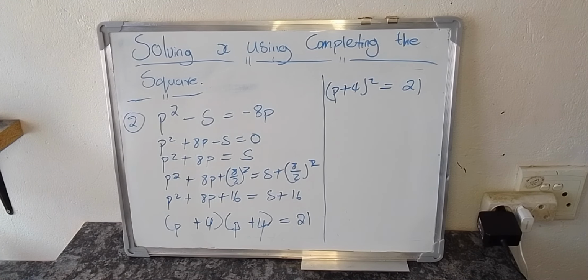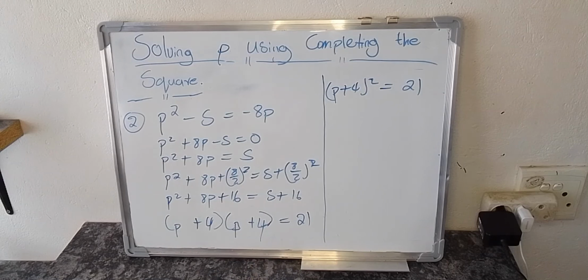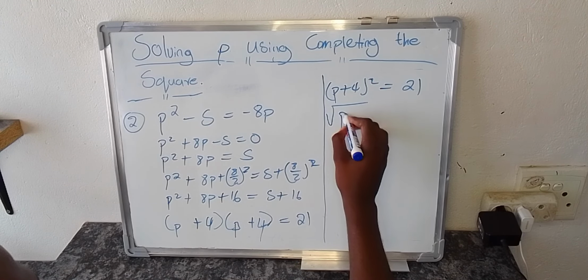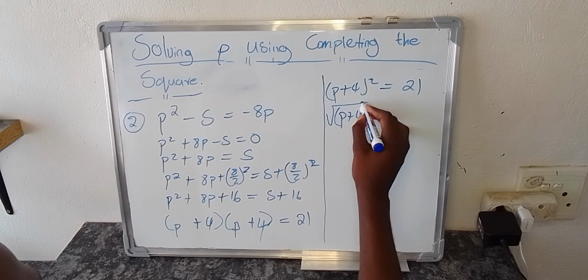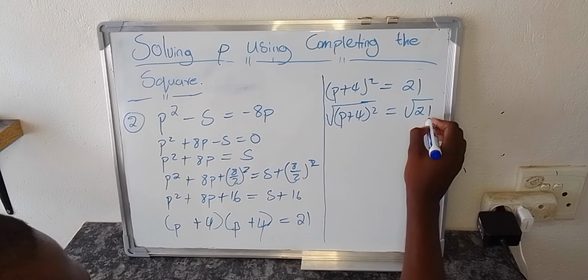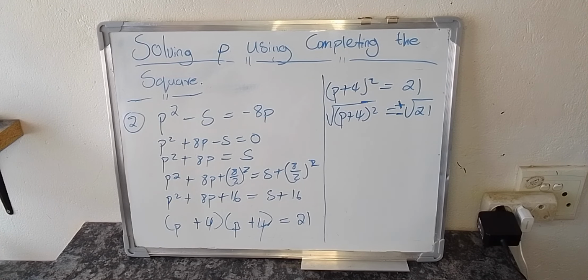Remember, what are we trying to solve here? This time around we are solving for p, not x. So here we are looking for p. So we are going to try by all means to make p the subject of the formula. So from here, how are we going to do that? We are going to introduce the square root. So we are going to say square root of (p plus 4) squared is equal to, and on this side we are also going to introduce the square root, but we are going to introduce it with both positive and negative.